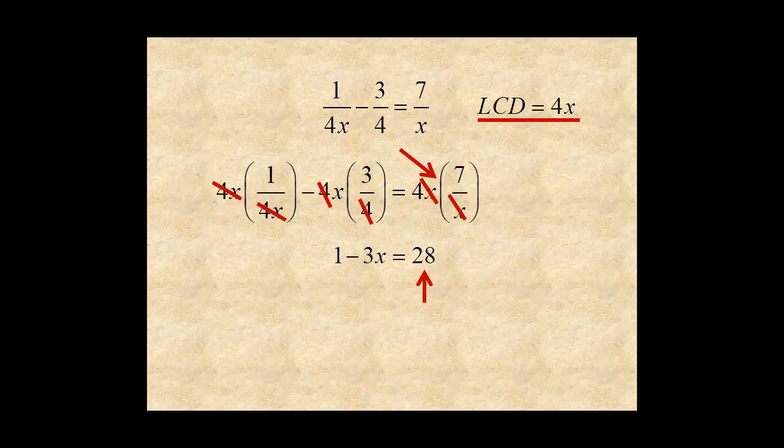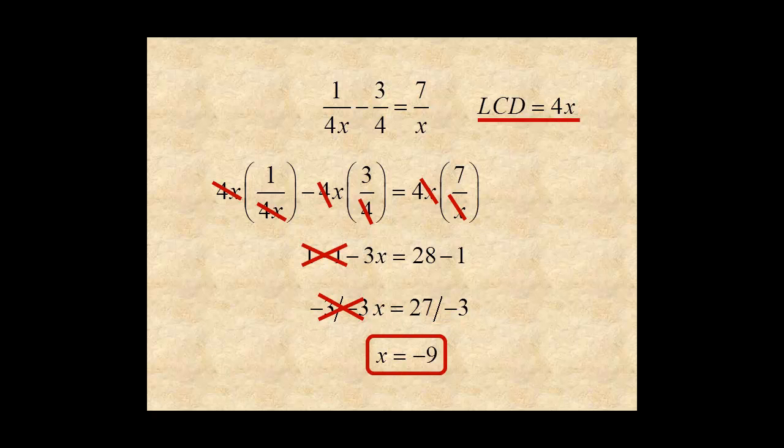In one step, the fractions are cleared and the equation is simplified. Then subtract 1 from both sides. And 28 minus 1 is 27. Finally, divide by negative 3 on both sides of the equation. And 27 divided by negative 3 is the solution, x equals negative 9. Be sure to check the solution.